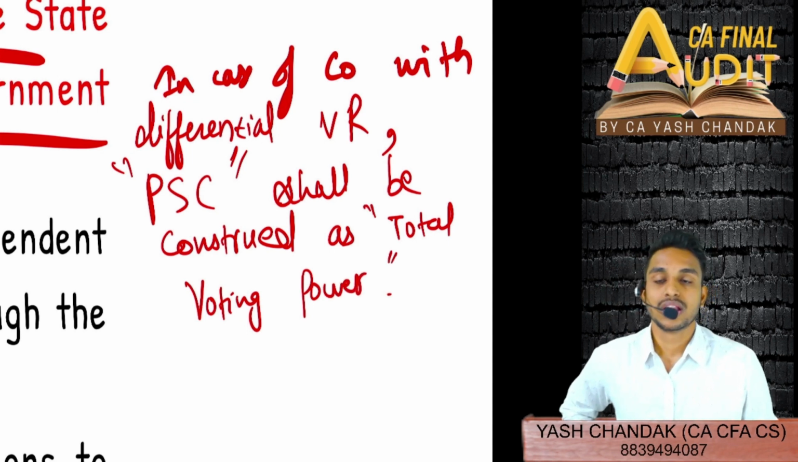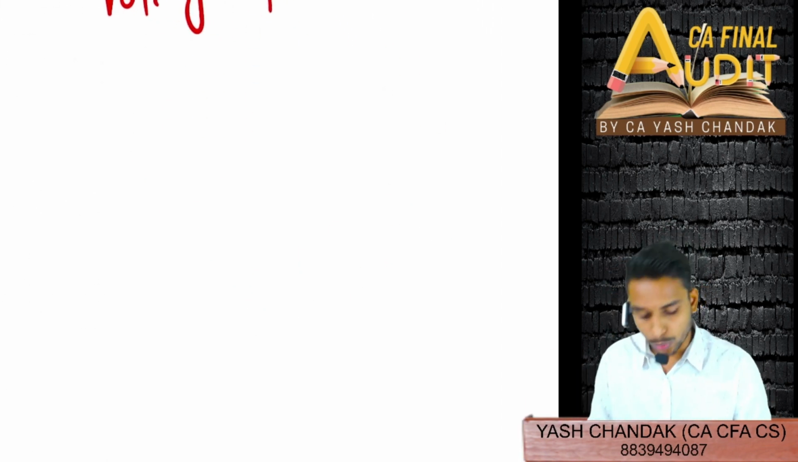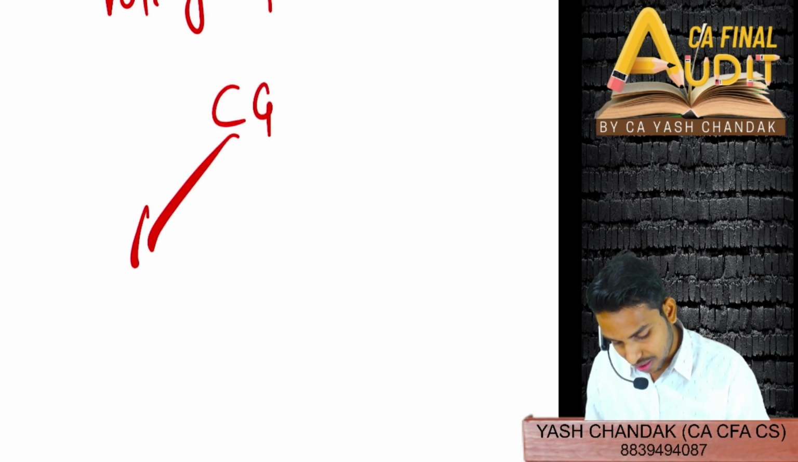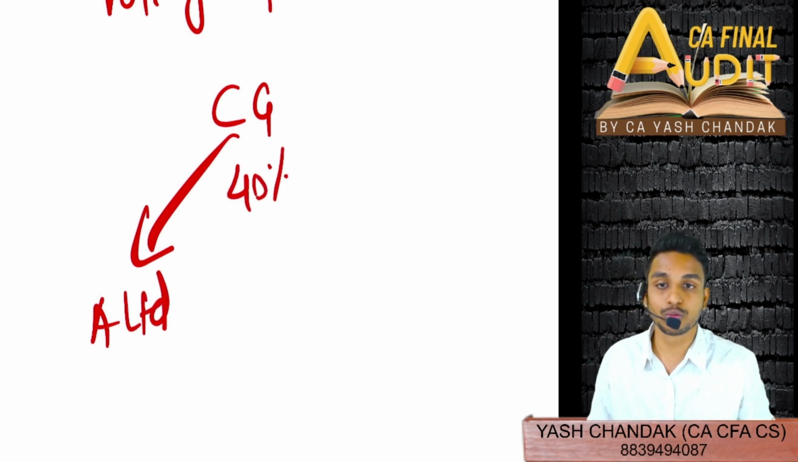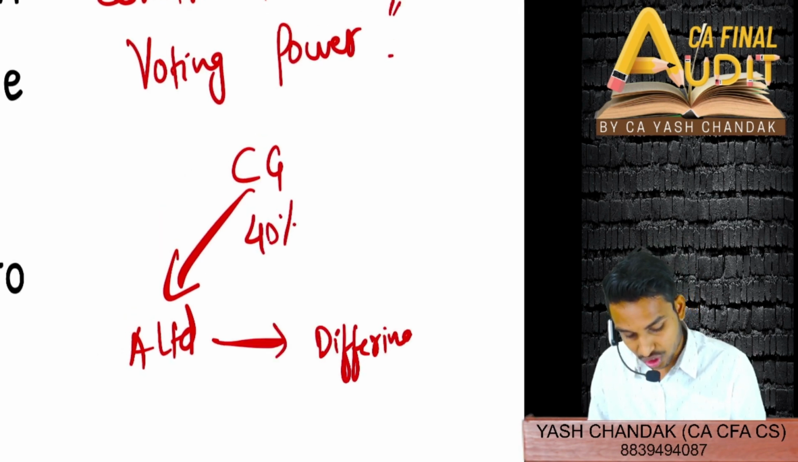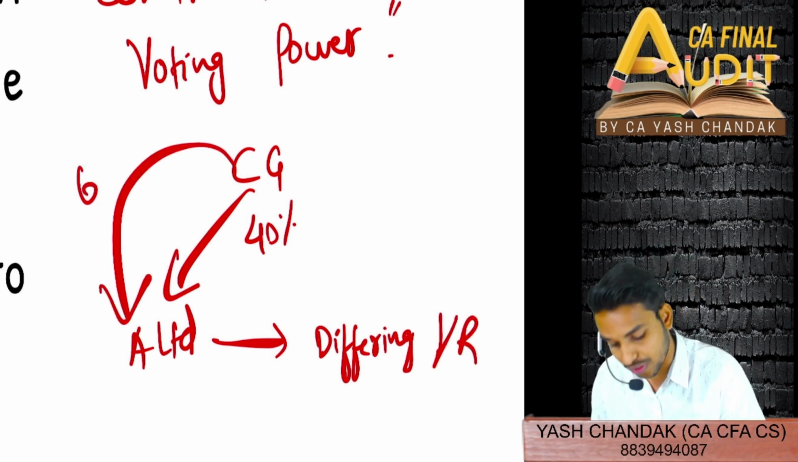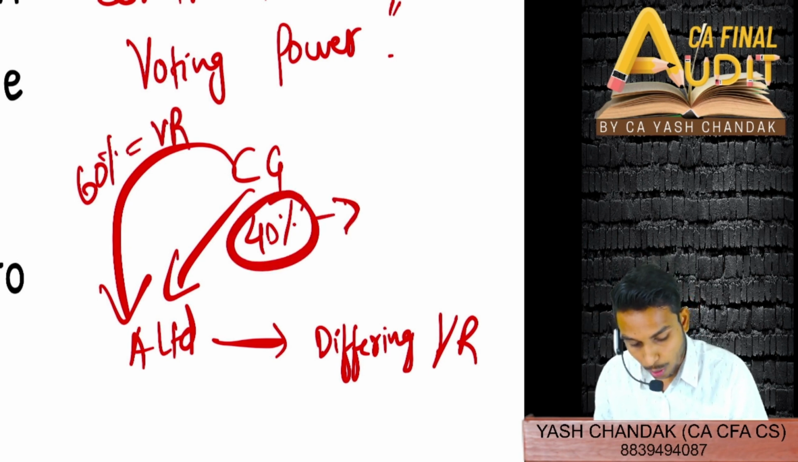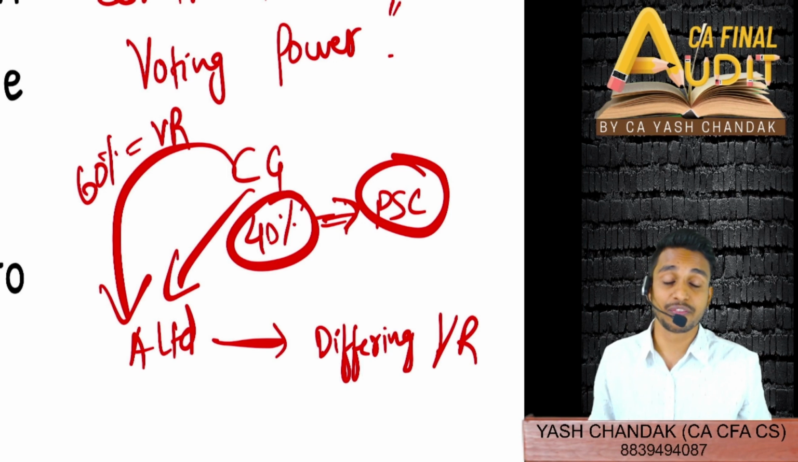So what I was saying, generally for a government company, we see equity. Let's say the central government is holding in A Limited only 40%, not more than or equal to 51%. But A Limited has differential voting rights shares issued. So the central government has voting rights of 60%. But the equity paid up share capital is how much? 40%. So will A Limited now be a government company?